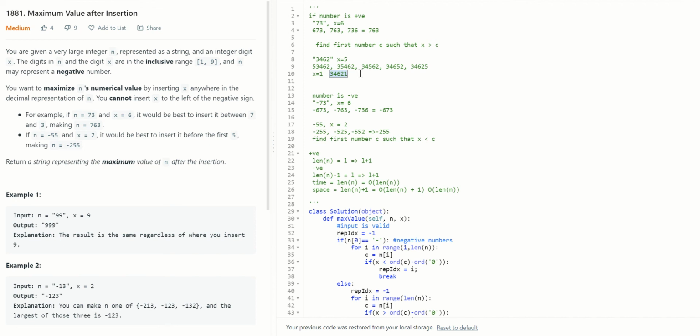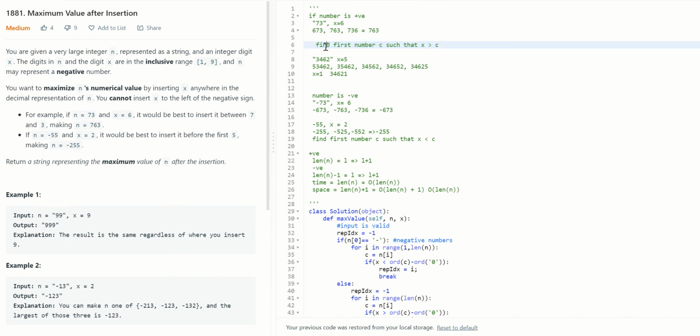But from these numbers, let's identify a little logic. What is the actual position where we will insert x? That's the question. So the logic is: find the first number c such that x is greater than c. What is c representing? C is representing each digit in the number n. So find the first number c such that x is greater than c.